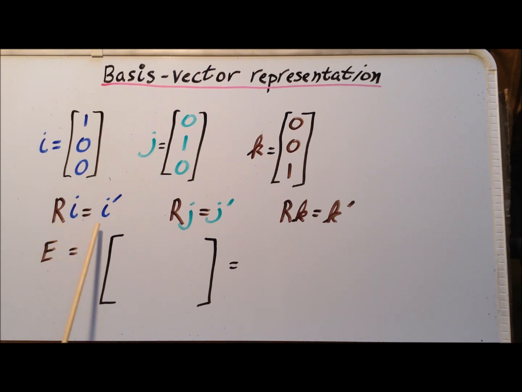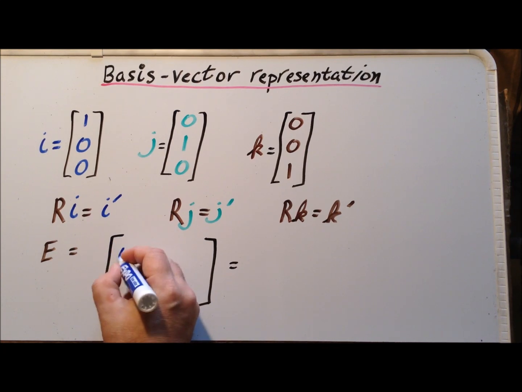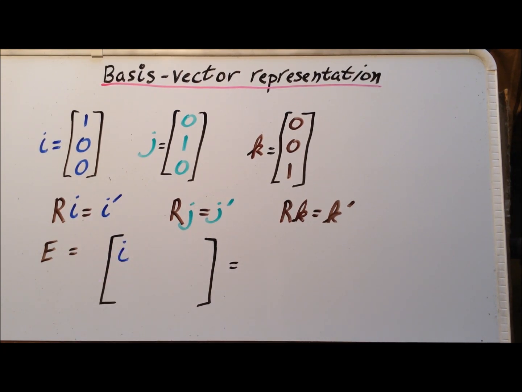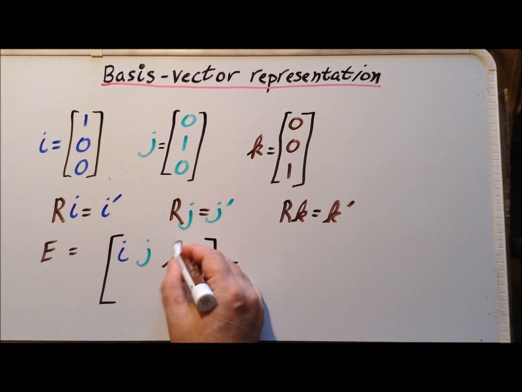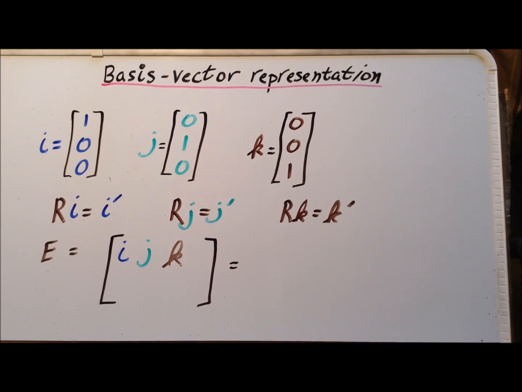So the effect on i is to turn it into i prime, which here is just what was i before. The effect upon j is to turn it into j prime, but it's just j because it's the identity. And then finally, the effect on k is to transform it into k prime, which, for the identity, is just the same as k. So we get that our representation is simply i, j, k.